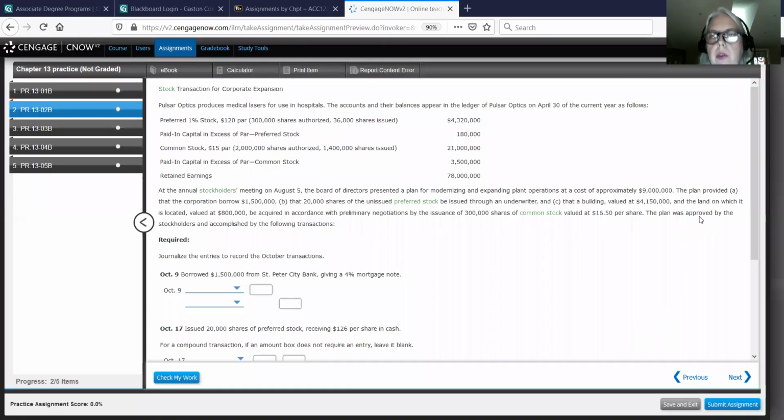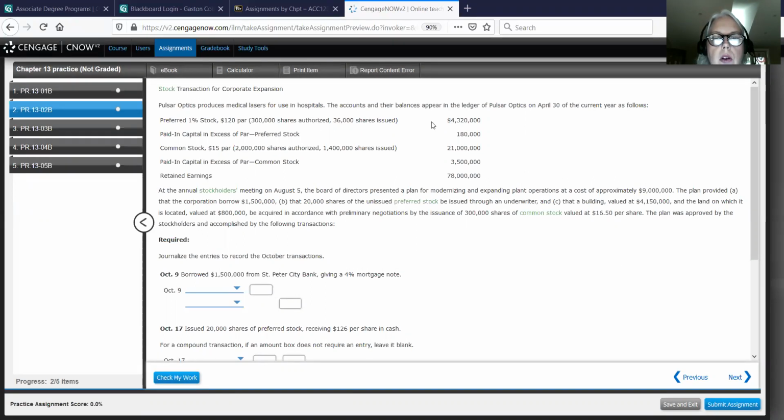Okay, you should be able to see your screen now, and we're looking again at Chapter 13, Problem 2B. And this has to do with stock transactions. And so we're going to be looking at this problem from the point of view of Pulsar Optics. That's going to be the name of our company. And we are producing medical lasers for use in hospitals.